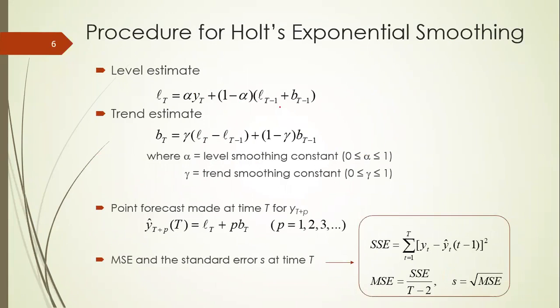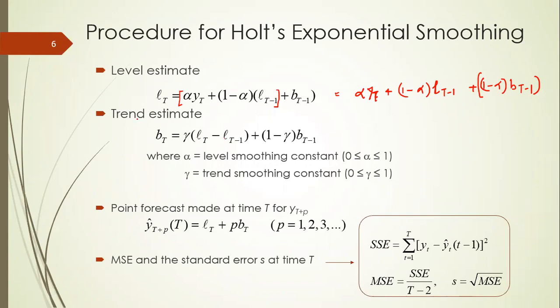How is the level estimate calculated? If you look at the formula, till this part it was the simple exponential smoothing formula, right? So let's just expand on this. What do we get? alpha Yt plus (1 minus alpha) times (L(t-1) plus (1 minus alpha) times B(t-1)). So this is the additional term that's coming in this relationship.